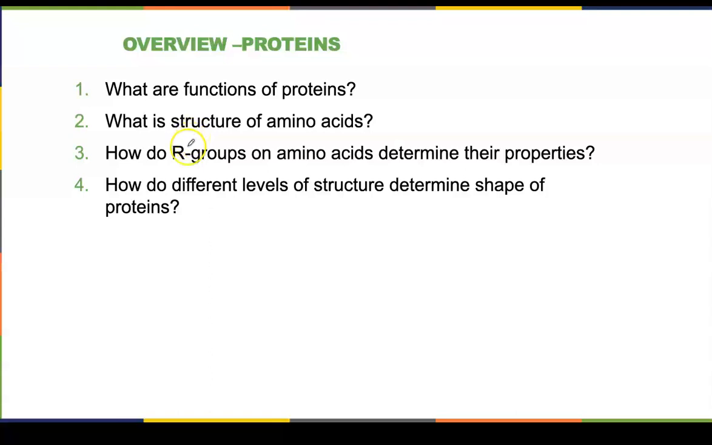from the others is the atoms in their R group. The R group is the variable part. And we will talk about how we can determine general properties of amino acids from what is in the R group. Finally, we will talk about how amino acids are strung together into polypeptides and how different levels of structure in the polypeptide determines its shape, and how the shape then determines its function. So let's start by talking about the function of proteins.